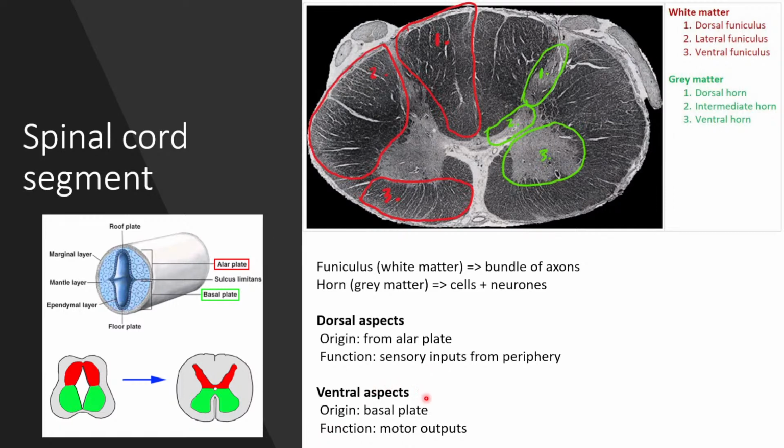Whereas the ventral aspect is originating from something called the basal plate. And that handles all the motor outputs. So this is what it looks like when it's still forming with the central tube. And this is what it becomes once it fully matures. And as you can see, the functions are preserved. So all the nerves which are sensory are on the top with the alar plate, which eventually become the dorsal horns, and all the ones on the basal plate become motor outputs, which become ventral horns.